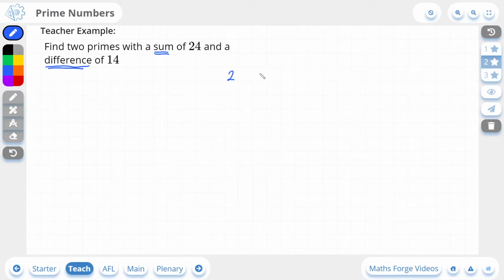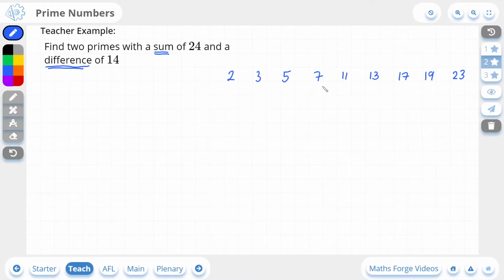We have 2, 3, 5, 7, 11, 13, 17, 19, 23. And we have more beyond this, but I'm just going to see if I can find 2 numbers from here that can add to give me 24 and subtract to give me 14. Well, I can see here that 11 plus 13 add to give me 24, but if I subtract them, 13 minus 11, they don't give me 14. 13 minus 11 is 2. So it can't be 11 and 13.